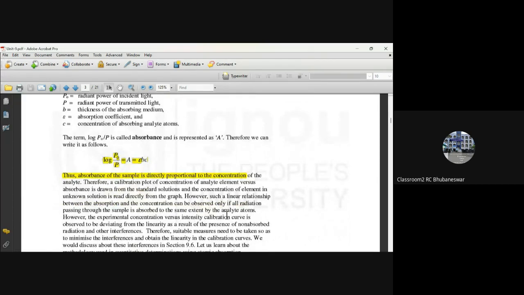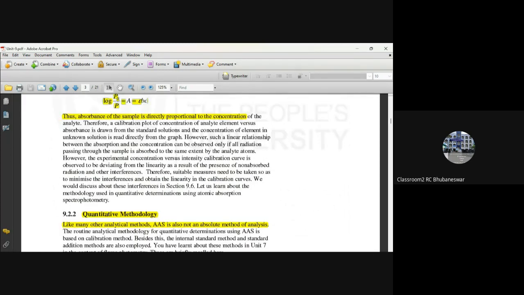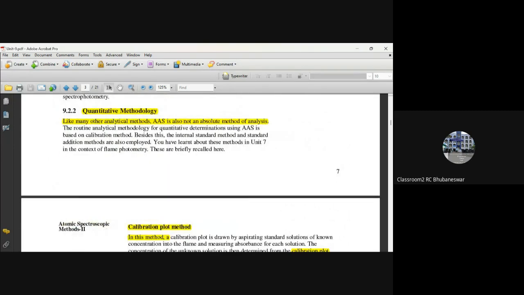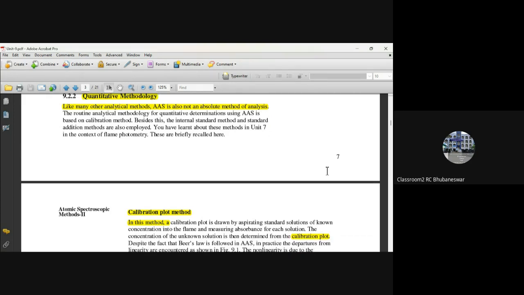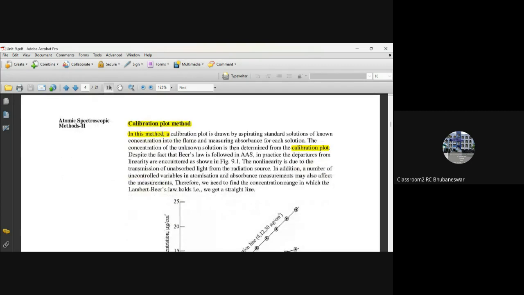So here, absorbance and concentration are directly proportional, which is a very good technique for quantitative analysis. But in quantitative methodology, if you see, AAS is not an absolute analysis method. Okay, it is not an absolute analysis method. As I was telling you, there is not a single method which is absolutely valid for all the elements or all kinds of samples. That is why you have different methodologies. Sometimes you may have to do trial and error with certain samples or certain analytes you want to study.